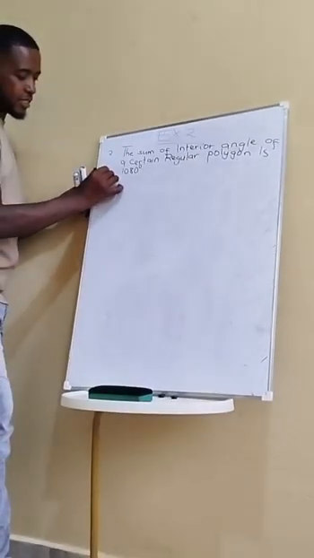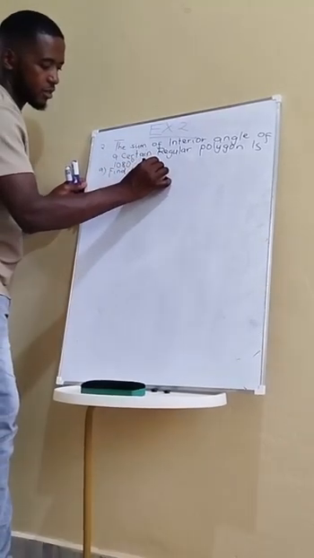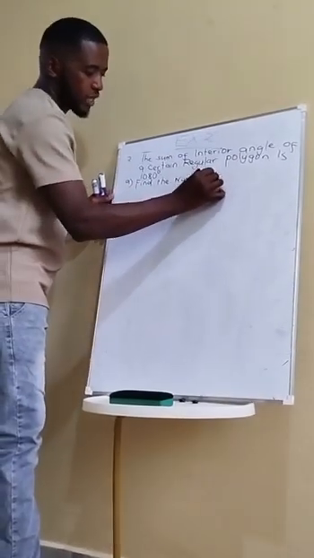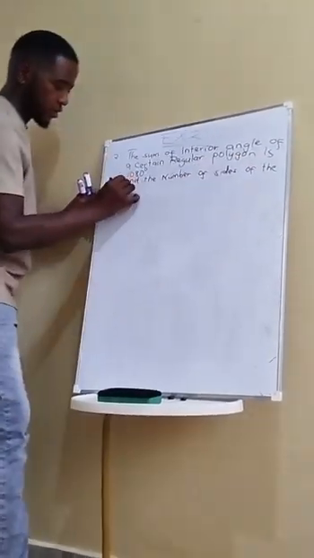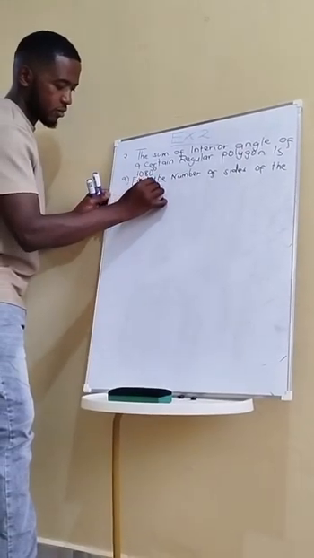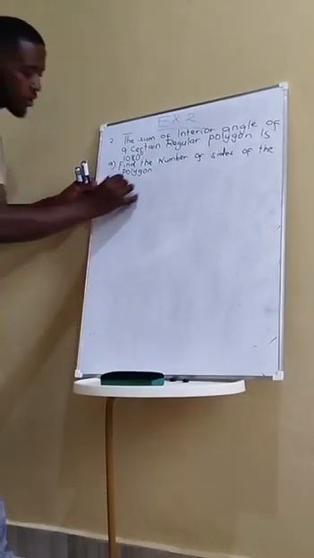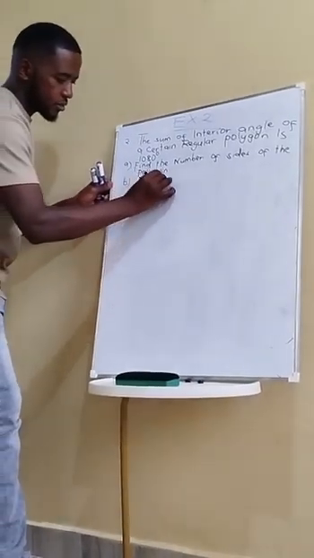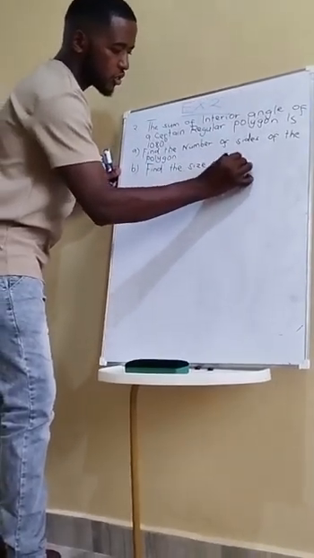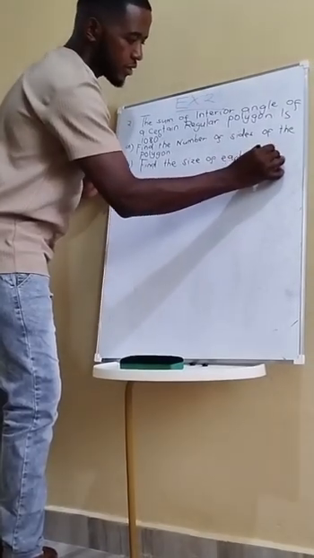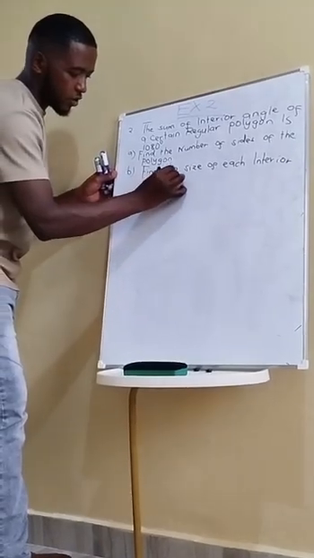So the first part is, find the number of sides of the polygon. The second question is, find the size of each interior and exterior angle.